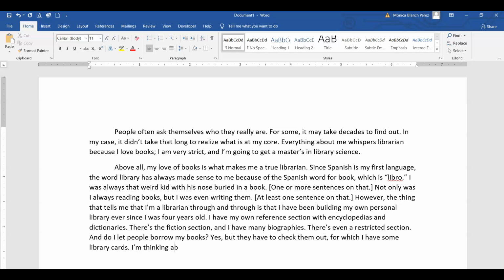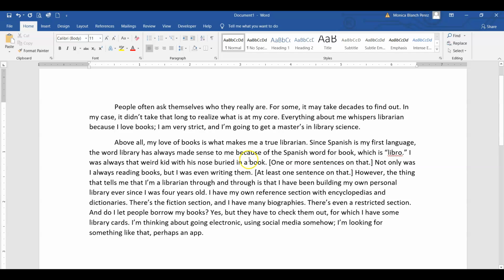I'm thinking about going electronic, using social media somehow. I'm looking for something like that. Perhaps an app. Okay, all right, now I'm really making stuff up. I mean, that's just running wild with my imagination. But what's the whole point here? This person is showing that this person is a true librarian, even though they're not a librarian yet, right? They're not working at a library yet.